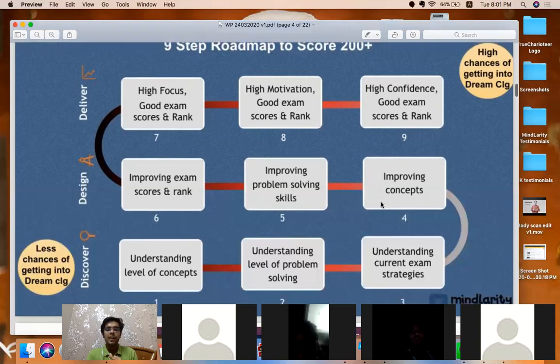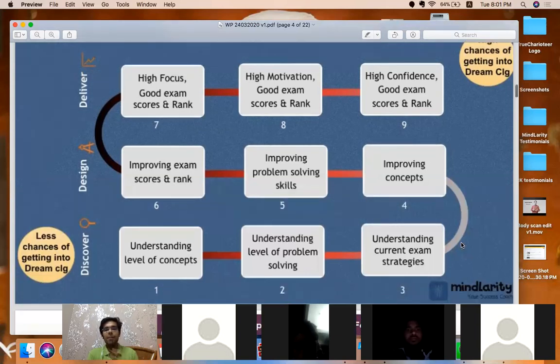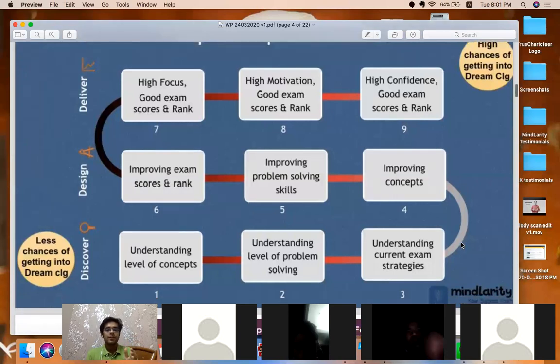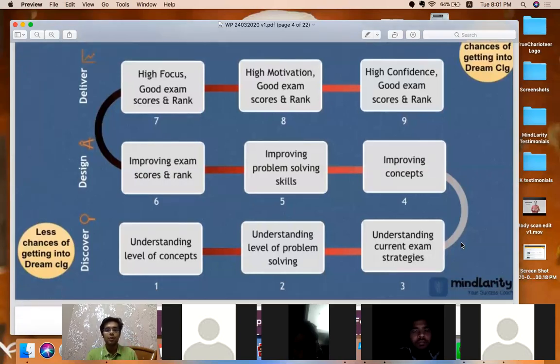So hope you would have copied all these 9 steps. So this is the path that you have to take to improve in your JEE preparation. Discover, design, deliver. There are 9 steps that you have to walk through.